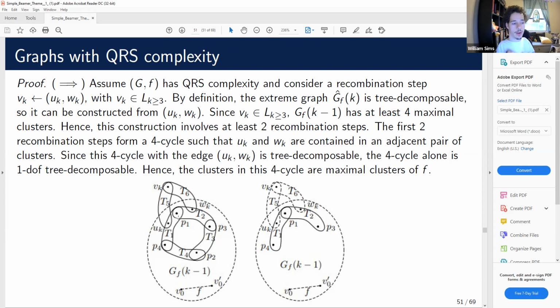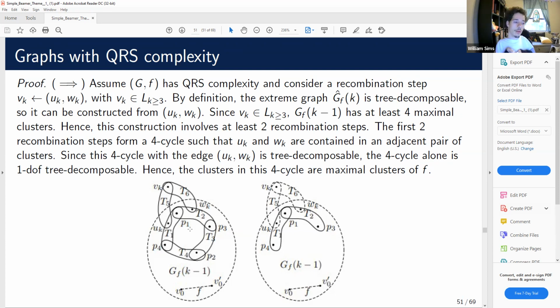So the very first one has to contain u sub k and w sub k, since we only have the edge u sub k, w sub k to begin with. So that's going to add T1 and T2. And then it's kind of obvious that the next one is going to create this 4 cycle, because we're going to build something off of T1 and T2. So our 4 cycle is going to be T1, T2, T3, and T4. And P3 and P4 in this case could be U sub k, W sub k, but it doesn't have to be. Either way, we get a 4 cycle. It doesn't matter whether they are the same or not.